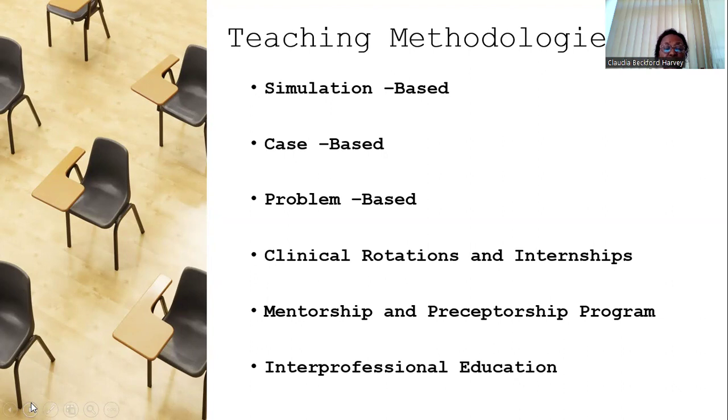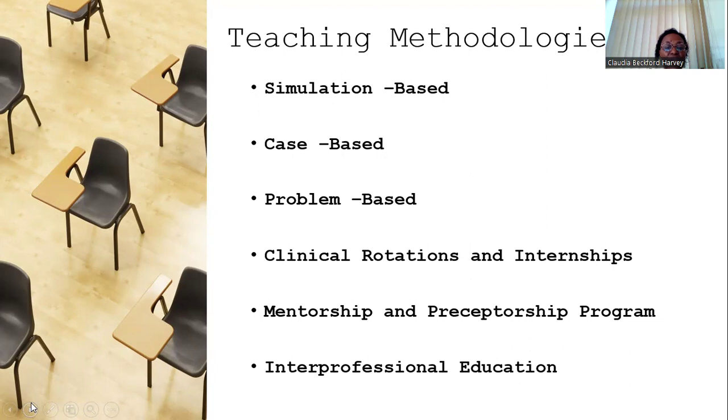We will now look at mentorship and preceptorship programs as yet another methodology. Pairing students with experienced nurses provides guidance, support, and real-time feedback. This relationship helps bridge the gap between theory and practice. The benefit of this is that it offers personalized learning, it improves clinical skills, and builds professional networks.